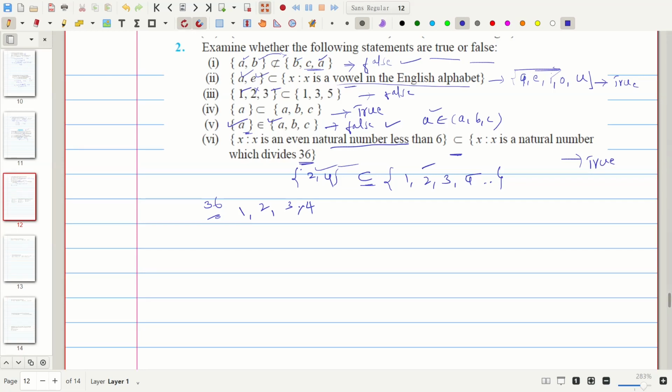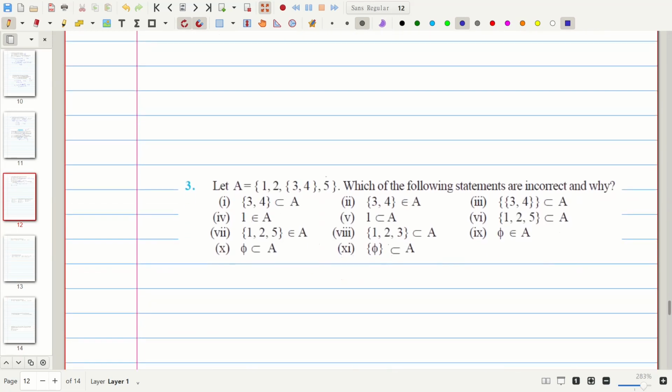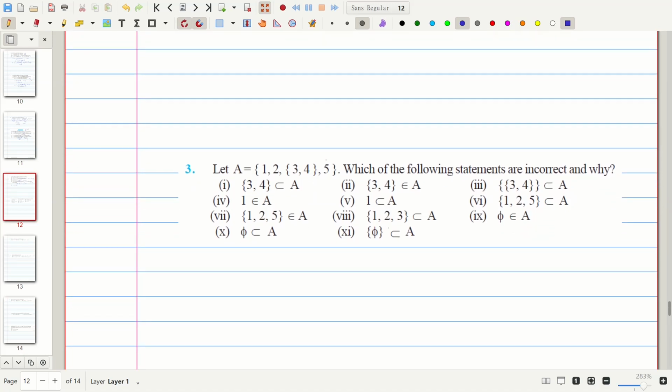Now come to the next problem. Here we have to identify whether the given statement is correct or incorrect. If it is incorrect, then we have to give the reason. So problem one is given. So what is A?